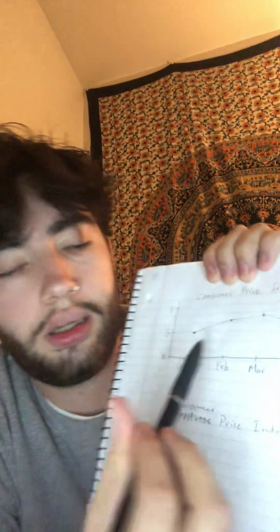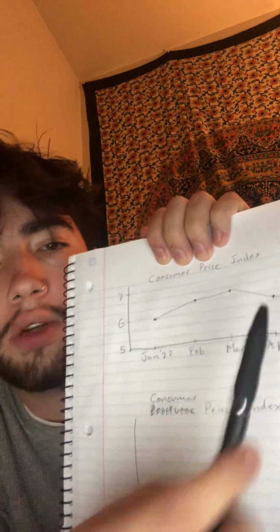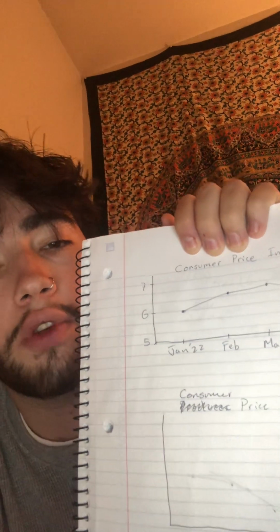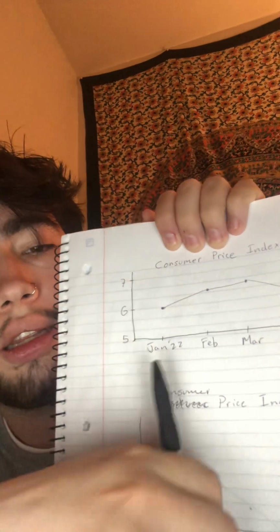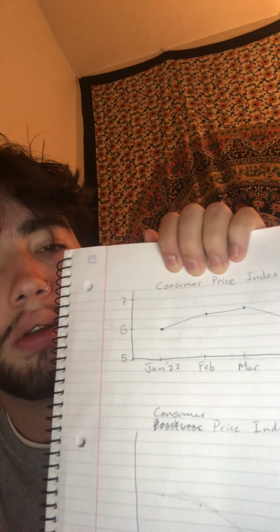The consumer price index is increasing over the period of January to March. It is increasing between the periods of January to March. The rate of change of the consumer price index is positive over January to February, and right here, rate of change, January to February, and February to March as well.